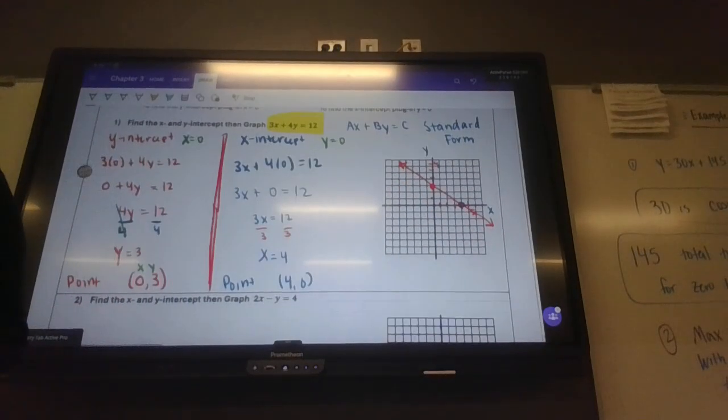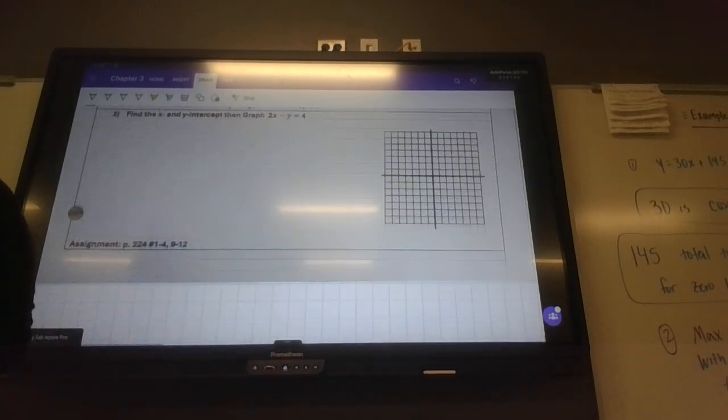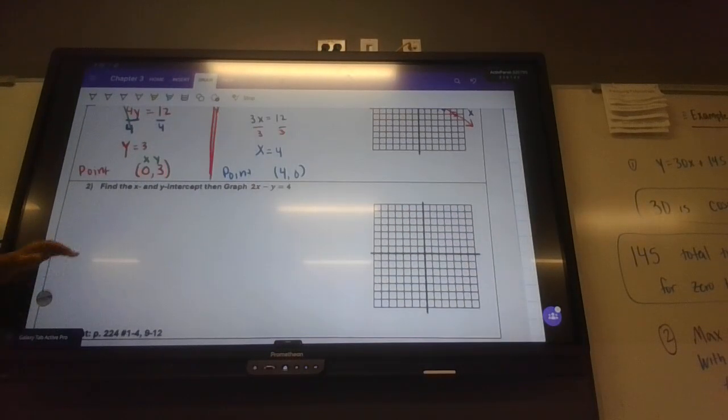So here's another one. And this is all we're practicing for the rest of class today. We're going to do this one, and then there's some problems here in the book that we're going to do. And that's what we're doing. All class today is plugging in zeros.